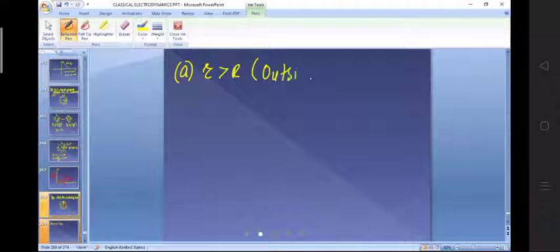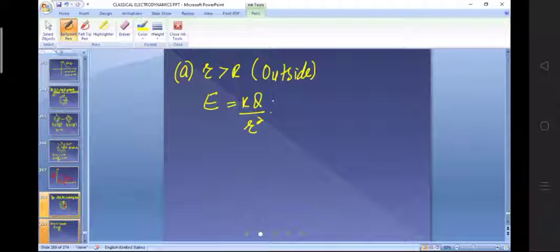You want to calculate electrostatic field outside. It will be simply proportional to 1 by R square, so it will be simply equal to KQ divided by R square. That means electrostatic field outside is always proportional to 1 by R square, whether it's a hollow sphere, whether it's a solid sphere, whether it is uniform or whether it is non-uniform.